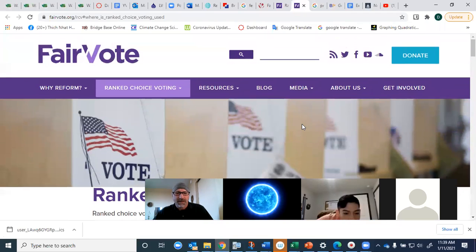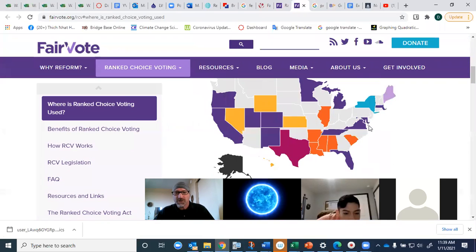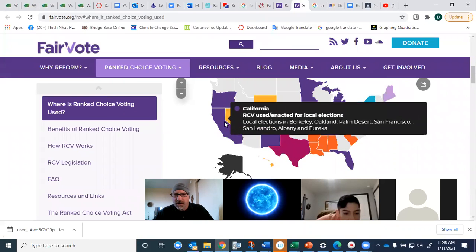FairVote. Yeah, there's an organization called FairVote, and they are instrumental in tracking how different places are voting. You can see here this is called ranked choice voting, RCV, which is the IRV, the instant runoff, which we did. Example 2 was instant runoff. Look at all the places.